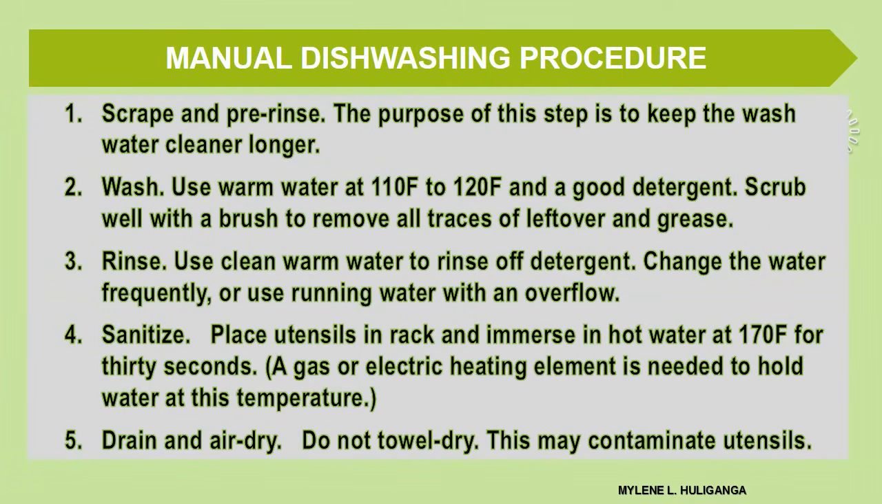Manual dishwashing procedure. First, scrape and pre-rinse. The purpose of this step is to keep the wash water cleaner longer. Second, wash. Use warm water at 110 Fahrenheit to 120 Fahrenheit and a good detergent. Scrub well with a brush to remove all traces of leftovers and grease. Third is rinse. Use clean warm water to rinse off detergent. Change the water frequently or use running water in an overflow.